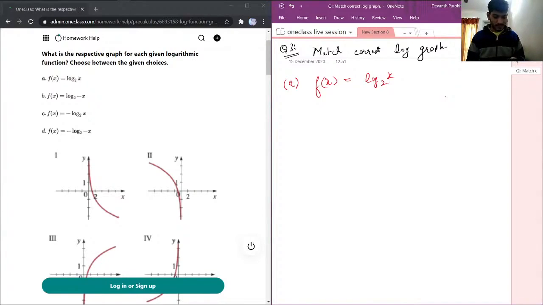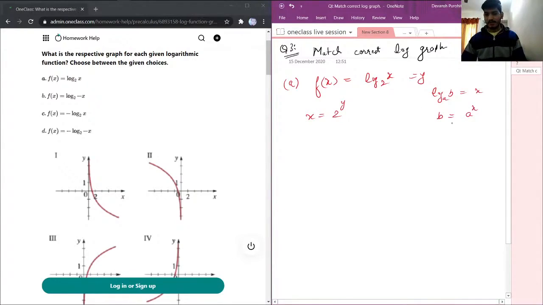Okay, so instead of doing it with a calculator I have another approach. Let's say this is equal to y, then I will take the anti-log on both sides. So I will get x equal to 2 raised to the power y. This is the property of log: if log of b with base a is x, then b will be a to the power x.